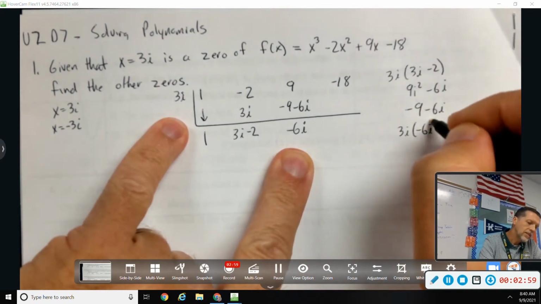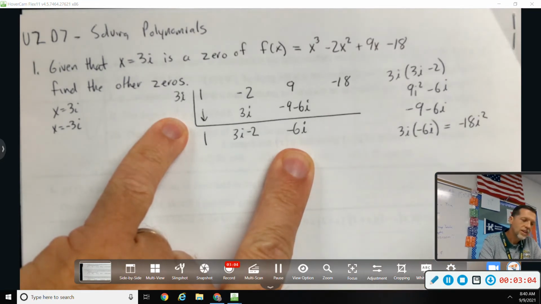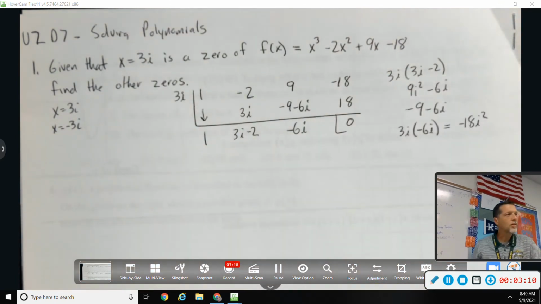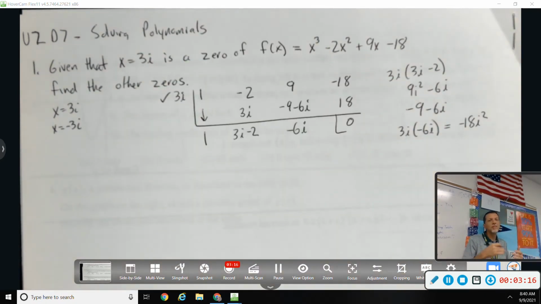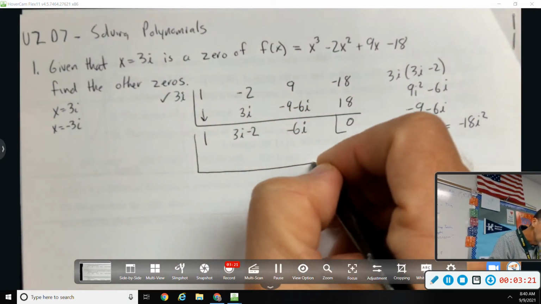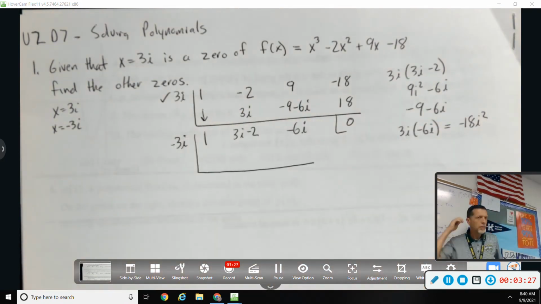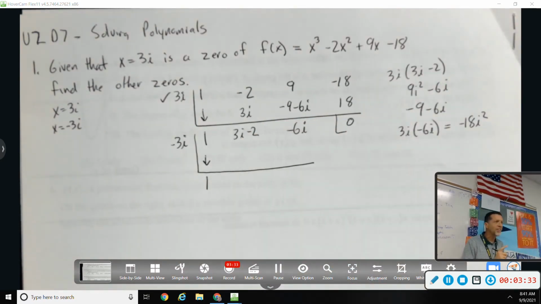3i times negative 6i would be negative 18i squared, which is a positive 18, which we expected to happen because we wanted to get 0 there. So 3i works. We knew that 3i works, but the reason we're doing this is to simplify the polynomial and get something easier to work with. We also know that negative 3i works, so let's try negative 3i. The second time through with a conjugate always works better because things cancel out, and it's kind of confirmation that you're on the right track.